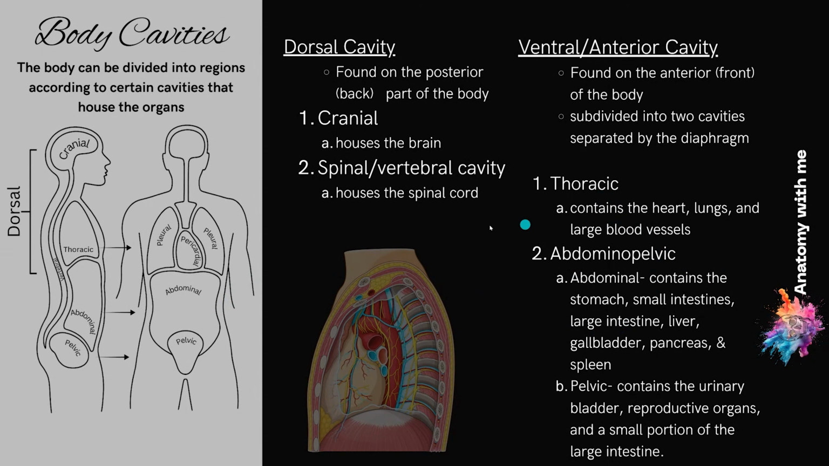The thoracic cavity is going to be this upper part here, and it's actually going to be subdivided into further cavities, but let's not get into too many details. Just know that we have the lungs and the heart as well as large blood vessels housed in this cavity.